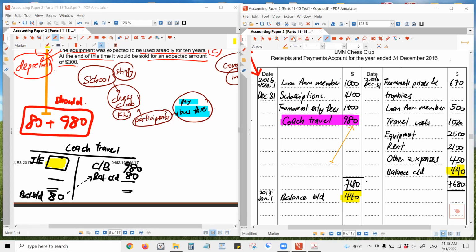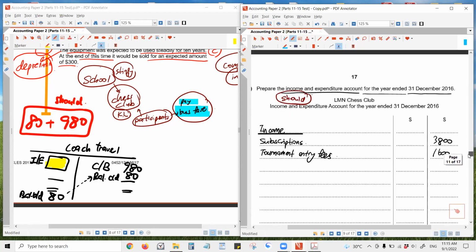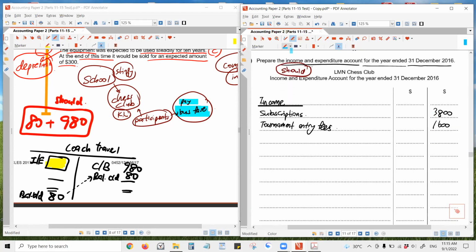So you have to understand what a cash book is, or what a receipts and payments account is. Then you will know what this amount, 980, is. That's the amount you have actually received during the year. The amount yet to receive, the amount we have not received, is 80. So come to here. We are doing the income and expenditure account here. Here, we include all the amounts that you should receive and pay. So 80 plus 980, right here, coach travel.